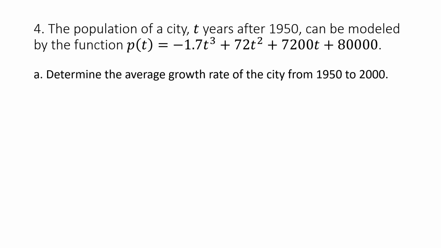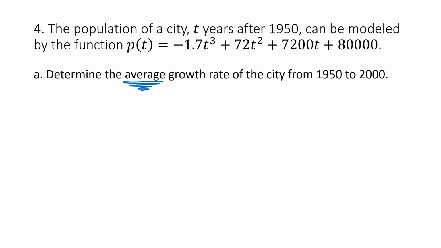Okay, so this time we're given a function, and we're told that this function represents the population of a city t years after 1950, modeled by this formula. And we want to find the average growth rate of the city from 1950 to 2000. So whenever you see that word average, we're not going to be taking a derivative here. Remember, an average rate of change is just a slope. It's just a change in y over change in x.